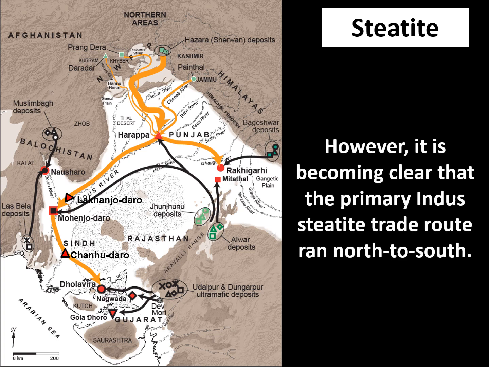In the end, however, it has gradually become clear that the primary Indus steatite trade route ran north to south from the dolomitic sources in the far northern part of Pakistan and northern India, south all the way as far as Gujarat.